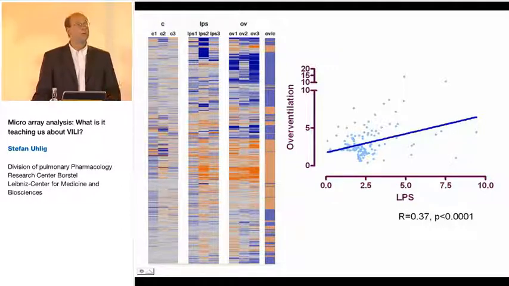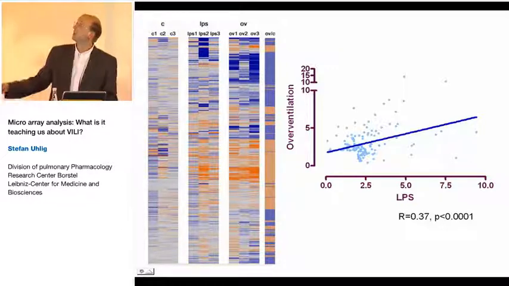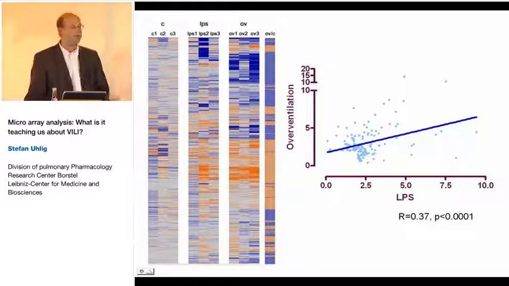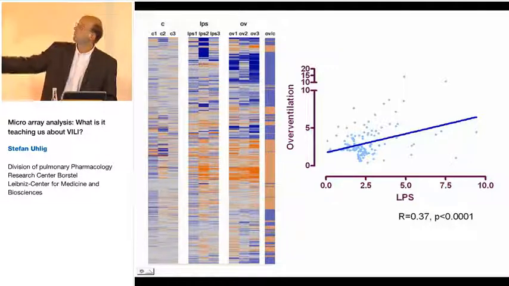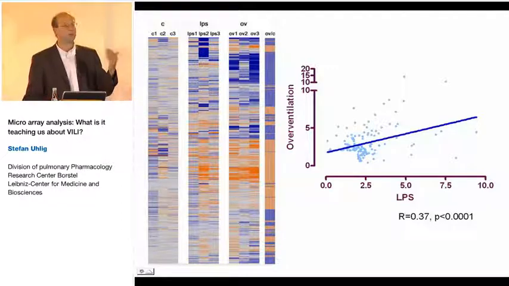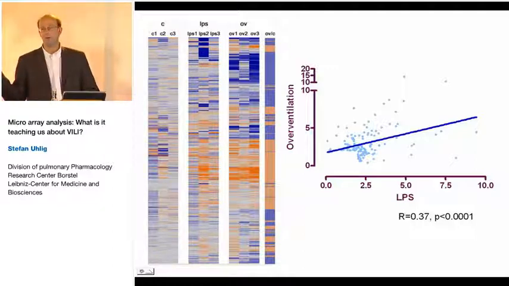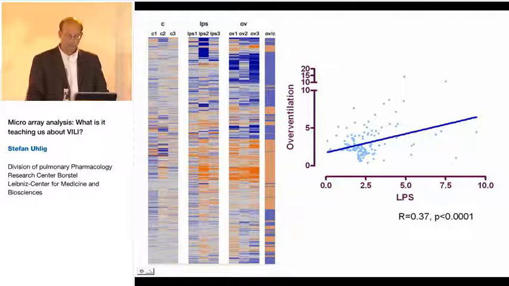And I think a major point from here is what you see is, of course, these are all different lungs, and of course the intensity here tells you whether the genes are being up or down regulated. And I think what is very evident is that endotoxin and overventilation, there's a lot of genes that are regulated in the same direction. And when we calculate a regression coefficient, we see that we get a coefficient of about 0.4, and the probability that there is a correlation is 0.0001.